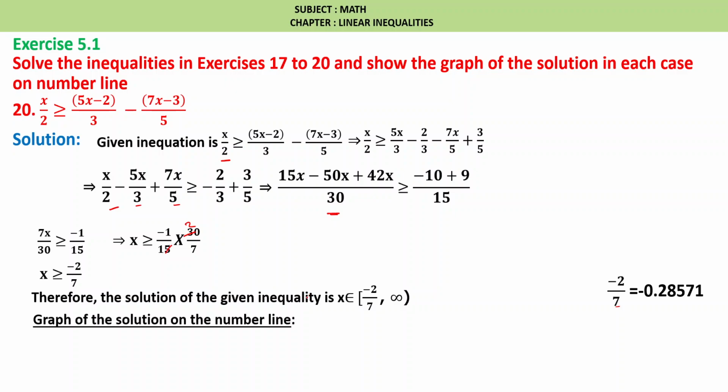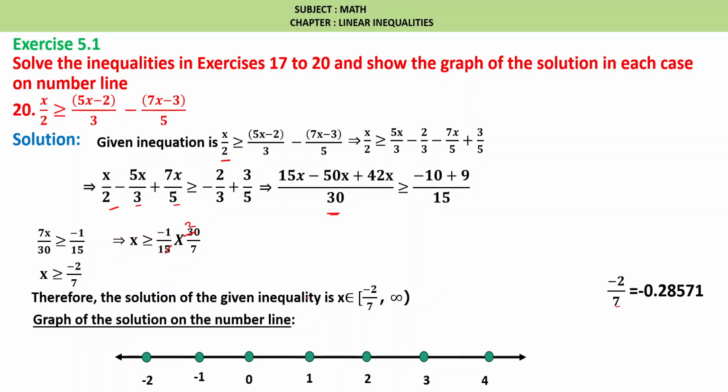Yes, we can do it. This is the number line we are representing. As the x value is minus 2 by 7 to infinity, right? Minus 2 by 7 value is about minus 0.28. So that is just less than 0, towards the negative side. So this is from minus 0.28 to infinity, the black line.